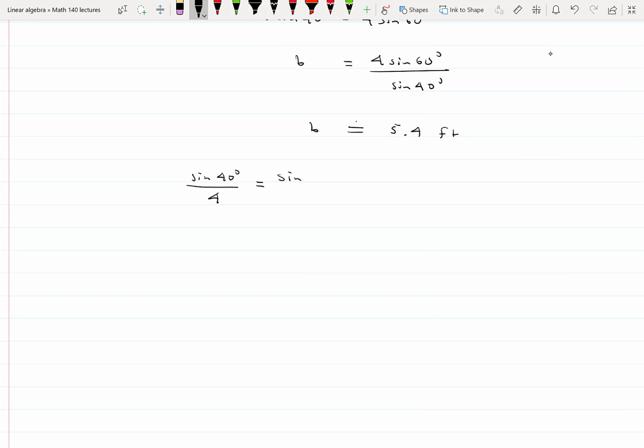So I set sine of 40 over 4 equals the sine of 80 over c. Once again, I have a proportion, two fractional expressions equal to each other, so I just cross multiply. Get that nice result that I can use with proportions. So c times the sine of 40 equals 4 times the sine of 80 degrees. Divide both sides by the sine of 40 degrees.